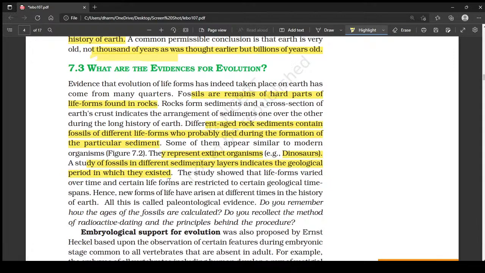A study of fossils in different sedimentary layers indicates the geological period in which they existed. The study showed that the life forms varied over time and certain life forms are restricted to certain geological time spans. Hence, new forms of life have arisen at different times in the history of Earth. This is known as paleontological evidence. Do you remember how the age of fossils is calculated? Do you recollect the methods of radioactive dating and the principle behind the procedures?